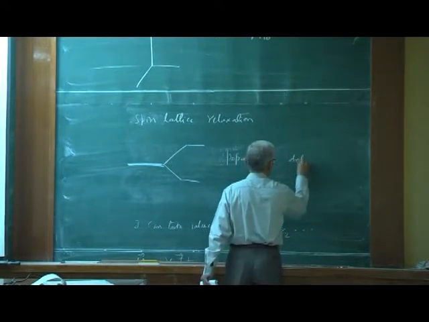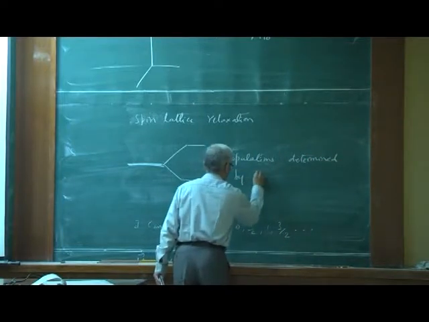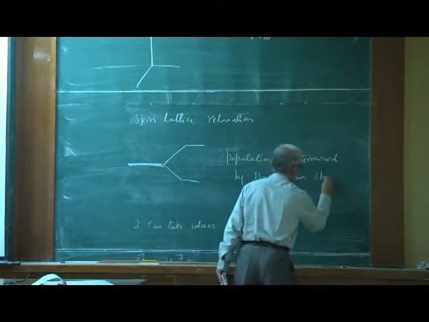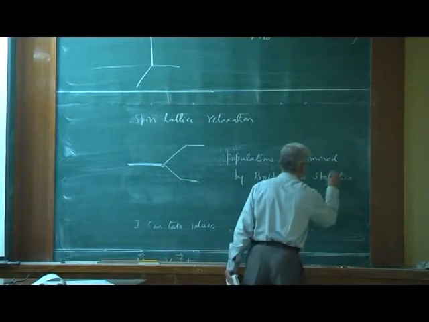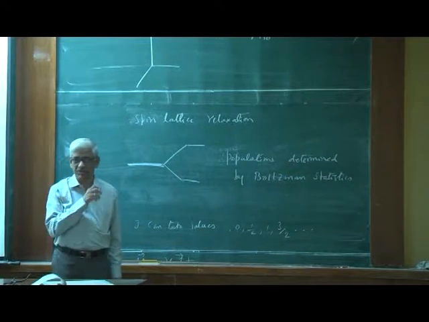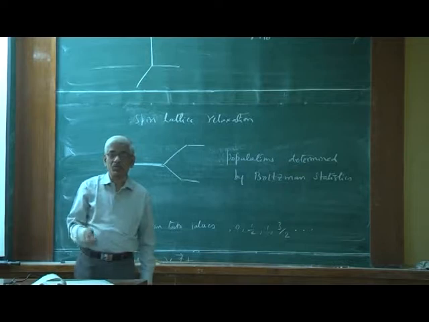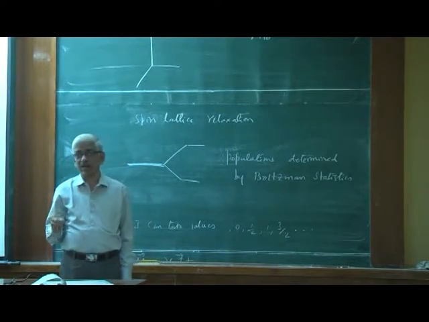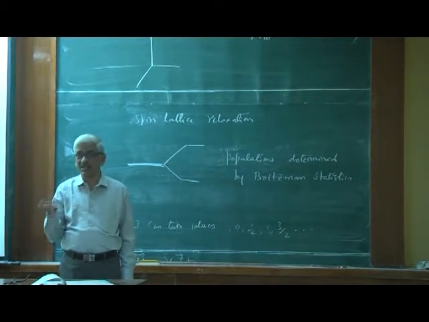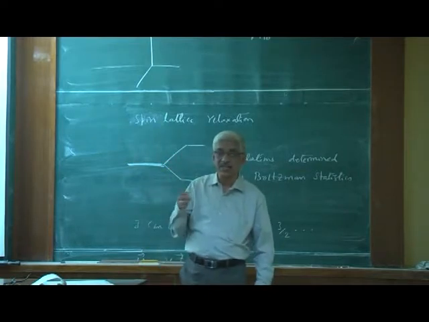Determined by Boltzmann statistics. Clearly, the lower state has higher population compared to the upper state, but the question is, how does this rearrangement occur? Because these are eigenstates of this spin system, and somebody has to cause a transition for them to readjust themselves. And these transitions are caused by fluctuations in the lattice.